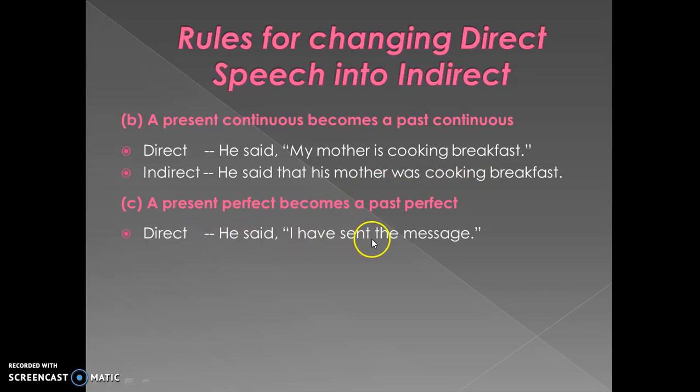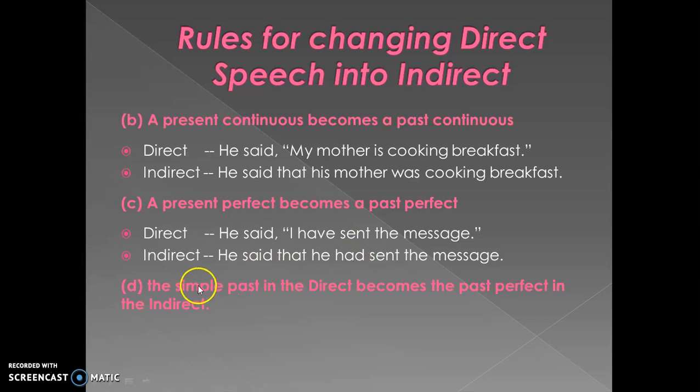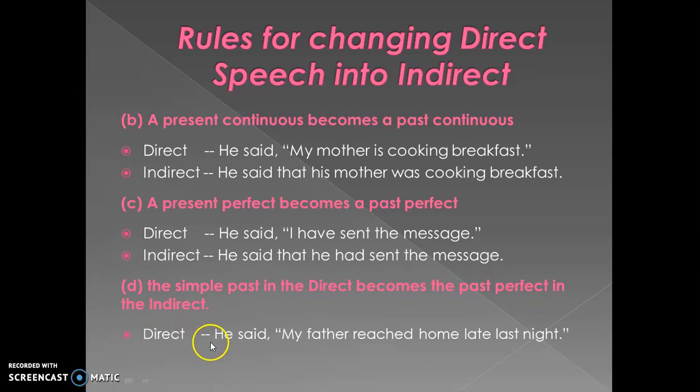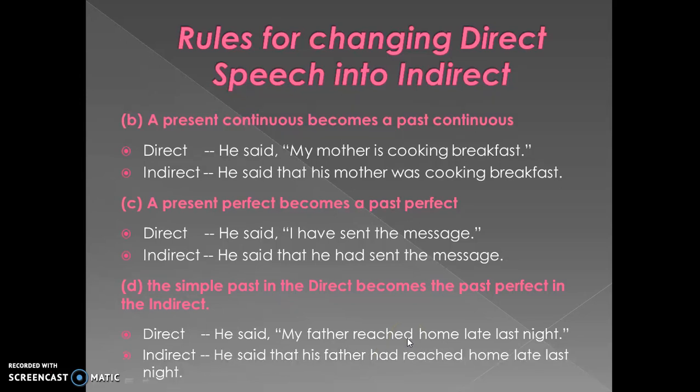He said, "I have sent the message" would be written in the indirect as he said that he had sent the message. Note that the simple past in the direct becomes the past perfect in the indirect. Example: he said, "My father reached home late last night." Here, the verb is already in the past tense. So, this will be changed into the past perfect in the indirect. He said that his father had reached home late last night.